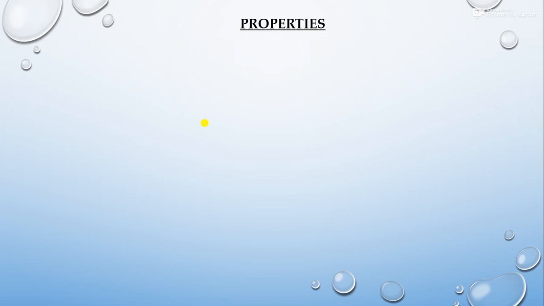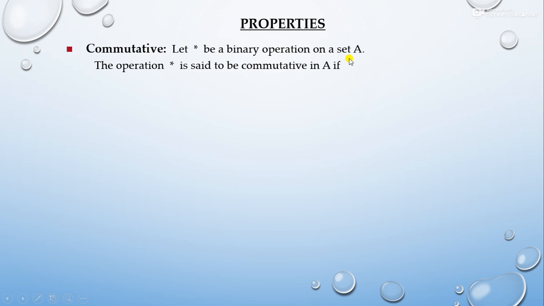Okay, so now some properties are there for the algebraic structure. First one is the commutative property. So what is commutative? Let us have a binary operation star on a set A. The operation is said to be commutative in A if, for any two elements small a and small b in the set A, the property a star b is equal to b star a holds. Then we can say that this binary operation holds the commutative property.